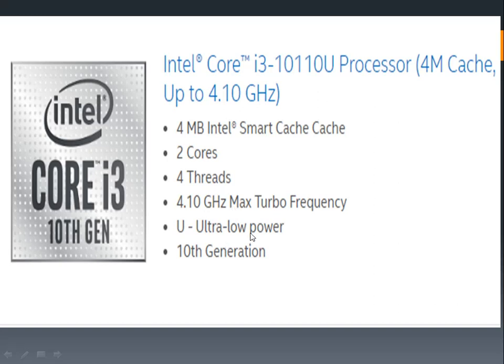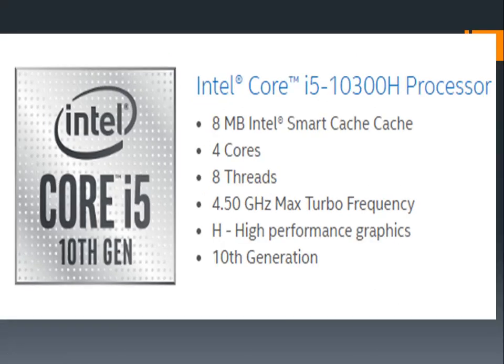Okay, and this one as well is ultra low power, meaning it consumes less power. If you compare the computers that were there way back, you will see that they would heat up quickly compared to the ones that we have here, because the processors that we are using nowadays use less power. Okay, so this is our Core i3 10th generation.